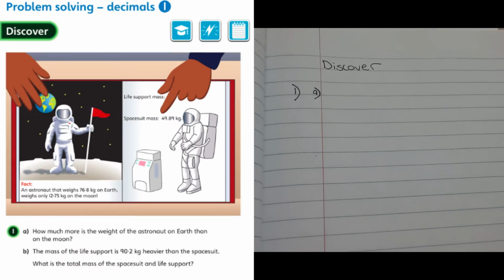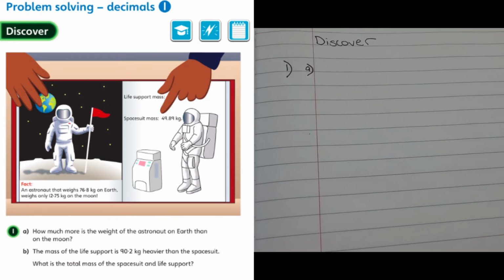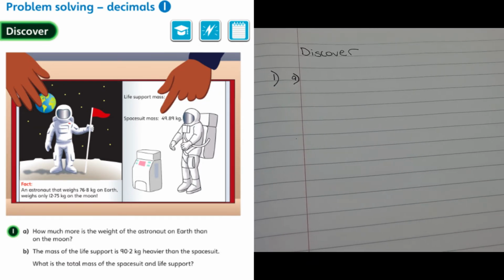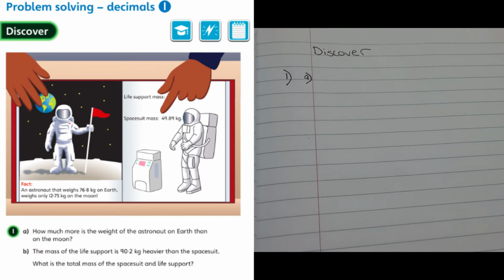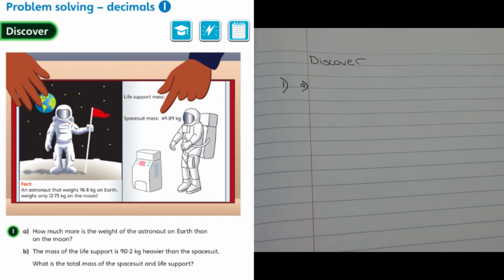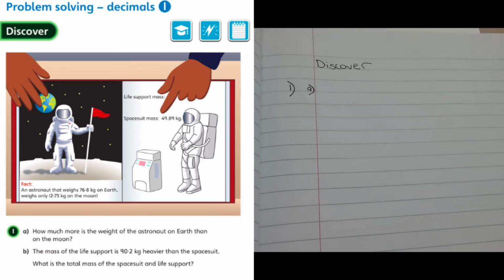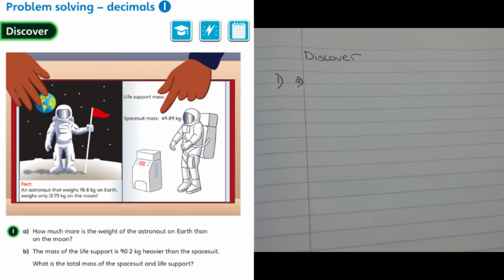All right, on to the discover portion. There we get some information about astronauts. It says, fact, an astronaut that weighs 76.8 kilograms on Earth weighs only 12.7 kilograms on the moon. And that's true. They're not making this up for our textbook. It's because of the effect of gravity. There's a greater force of gravity on Earth than there is on the moon.